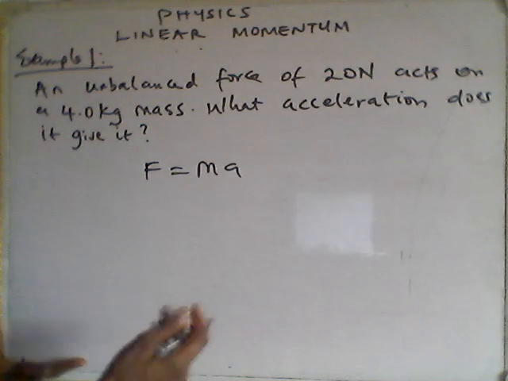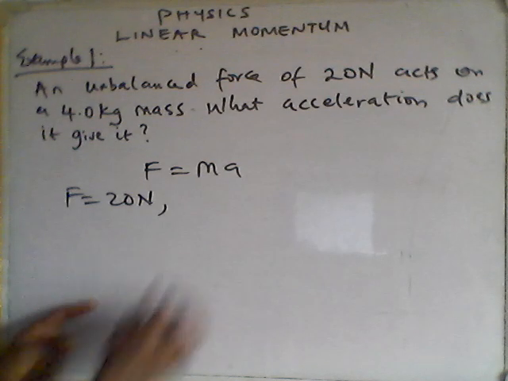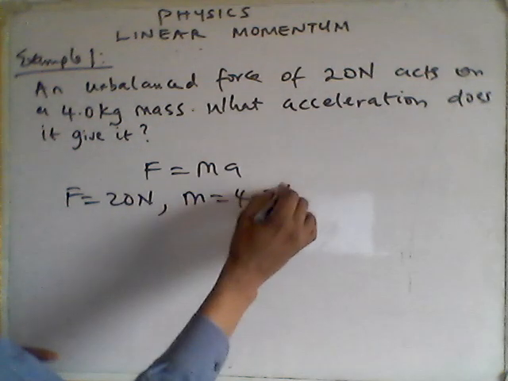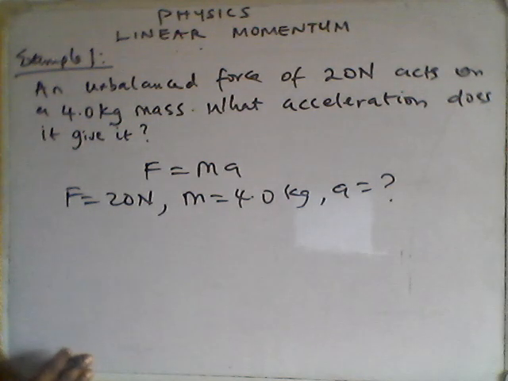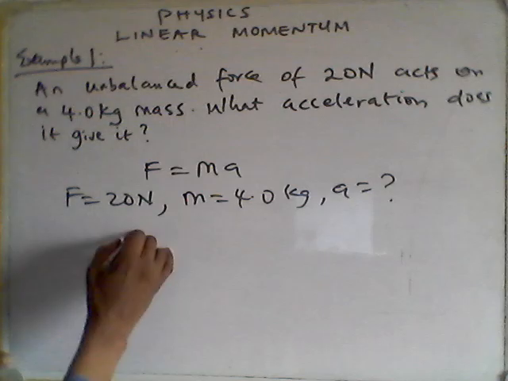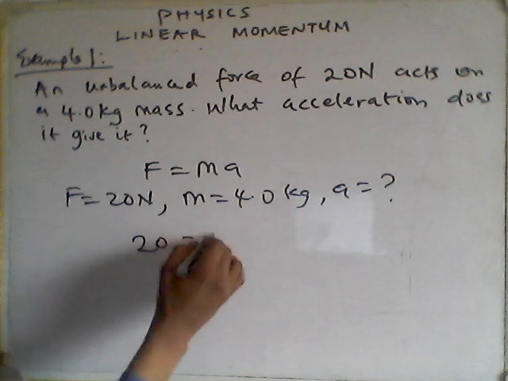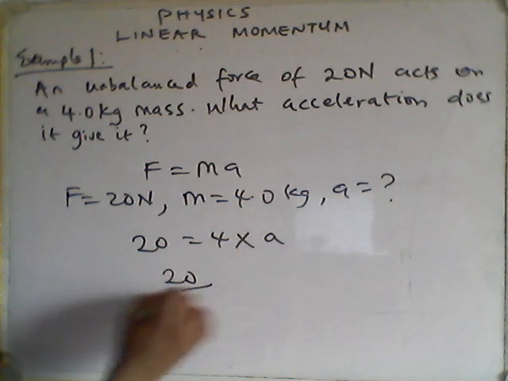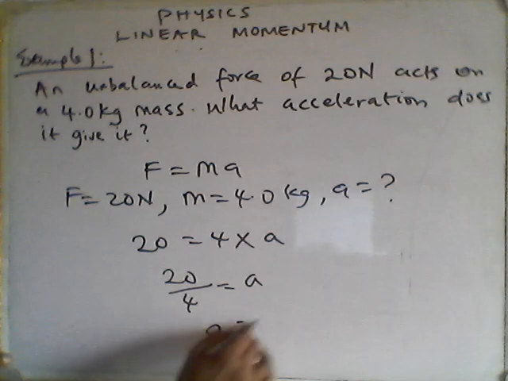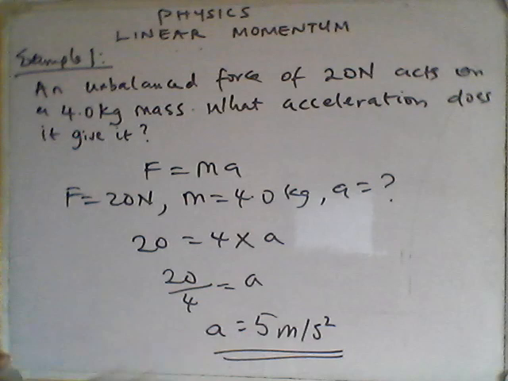So what do I have and what is missing? I have force, 20 Newton. I have mass, 4 kilogram, and I don't have acceleration, which I must find. So plugging it into this formula, F is 20, m is 4, a is unknown. Making a the subject, I have 20 over 4 equals a. Simply, a is 5. 5 what? 5 meter per second squared. So this is the acceleration that we are looking for.